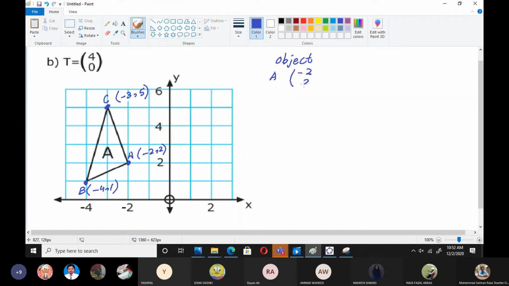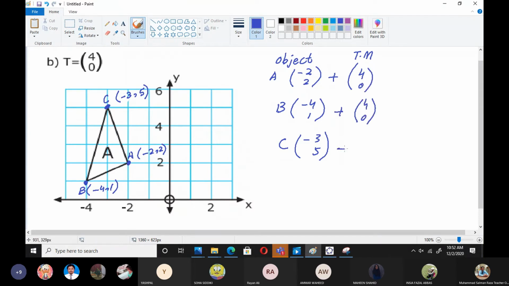Our A was minus 2 and 2. B was minus 4 and 1, and C was minus 3 and 5. So I'm going to add the translation matrix (4, 0) to each of them. It becomes A bar (2, 2), B bar (0, 1), and C bar (1, 5). Please check the coordinates.